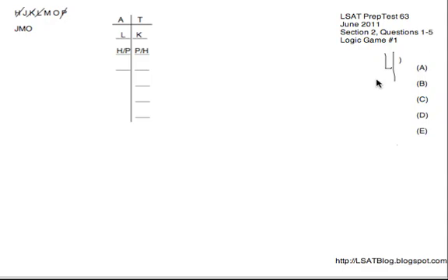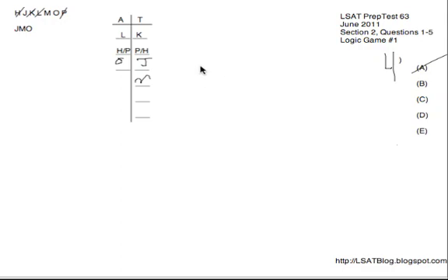Next, number 4, if O was on appellate. So if O is on appellate, that means that both J and M will have to go to trial, and everything else is pretty much determined except for whether H is appellate, P is trial, and vice versa. So what must be true? Like I said, H could go either way. It's ambiguous, therefore A is gone.